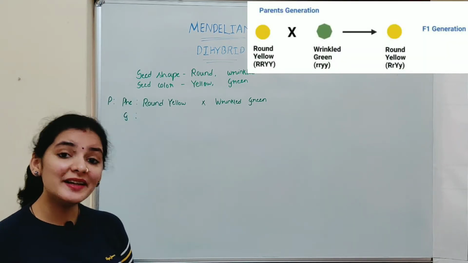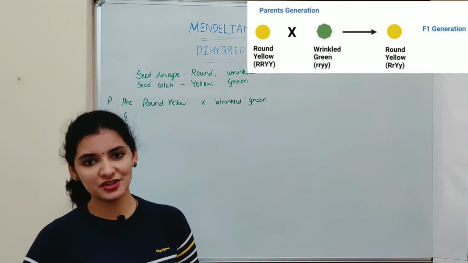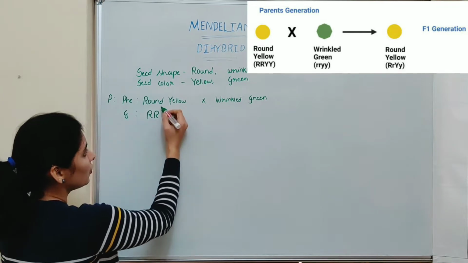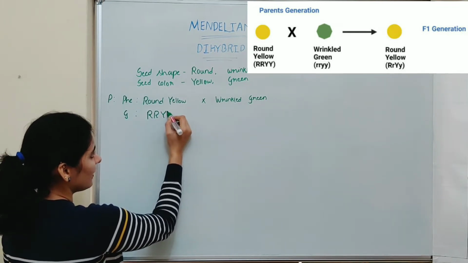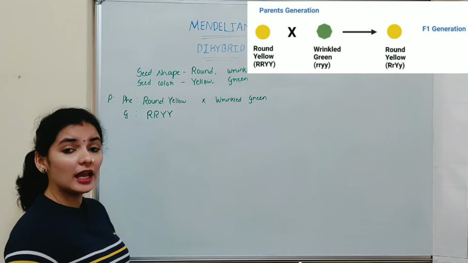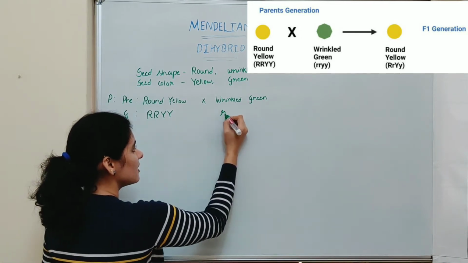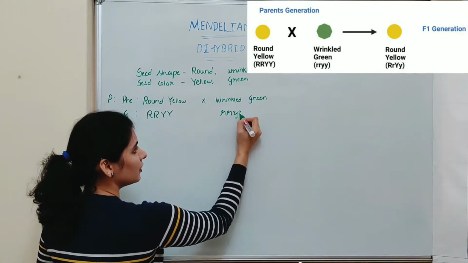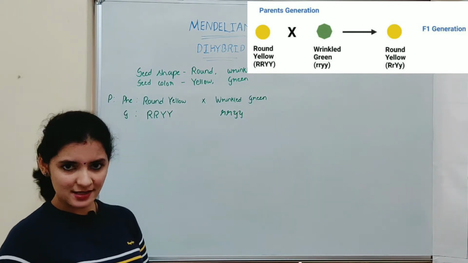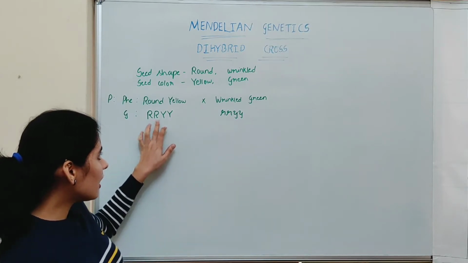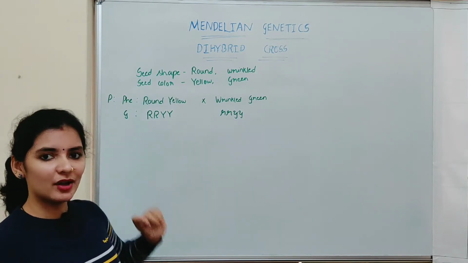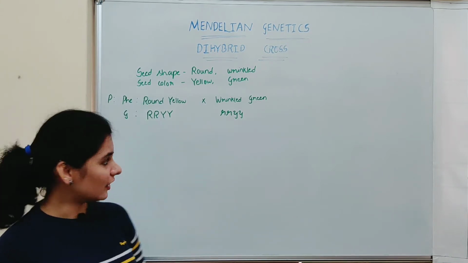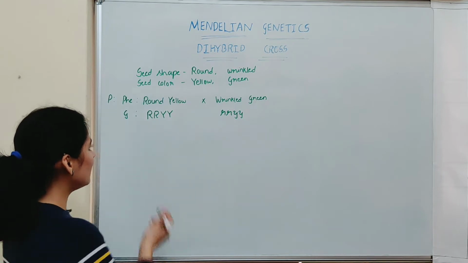So next is genotype. You all know that Mendel used English alphabets to denote the genotype. Here he used capital R and capital R to denote the round shape of the seed and capital Y to denote the yellow color of the seed. Similarly, small r to denote the wrinkled shape of the seed and small y to denote the green color of the seed. Why capital R or capital Y here? Because Mendel always chose true breeding varieties as parent plants. So that is about the genotype of the plant.